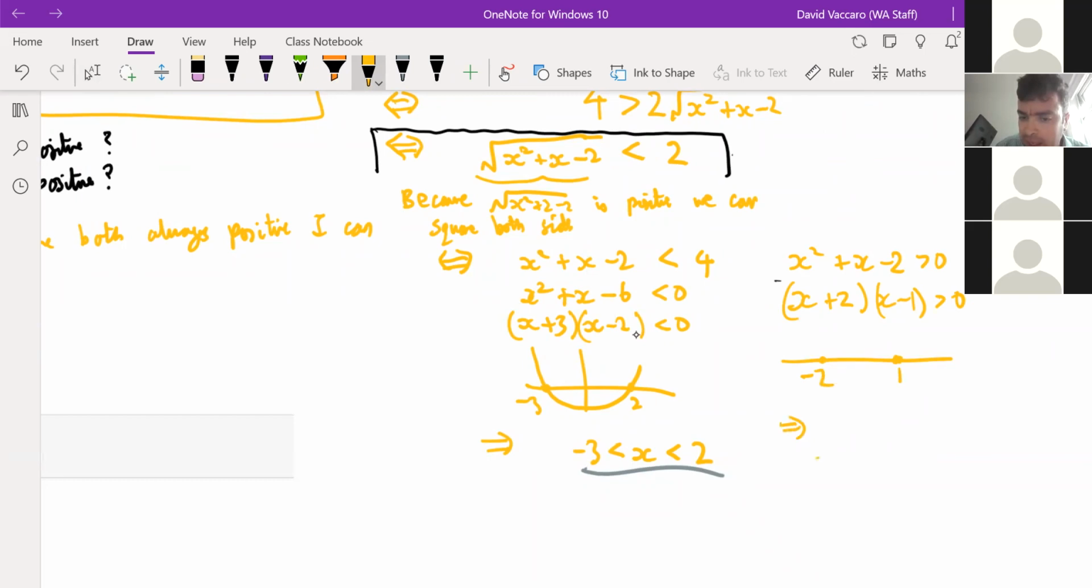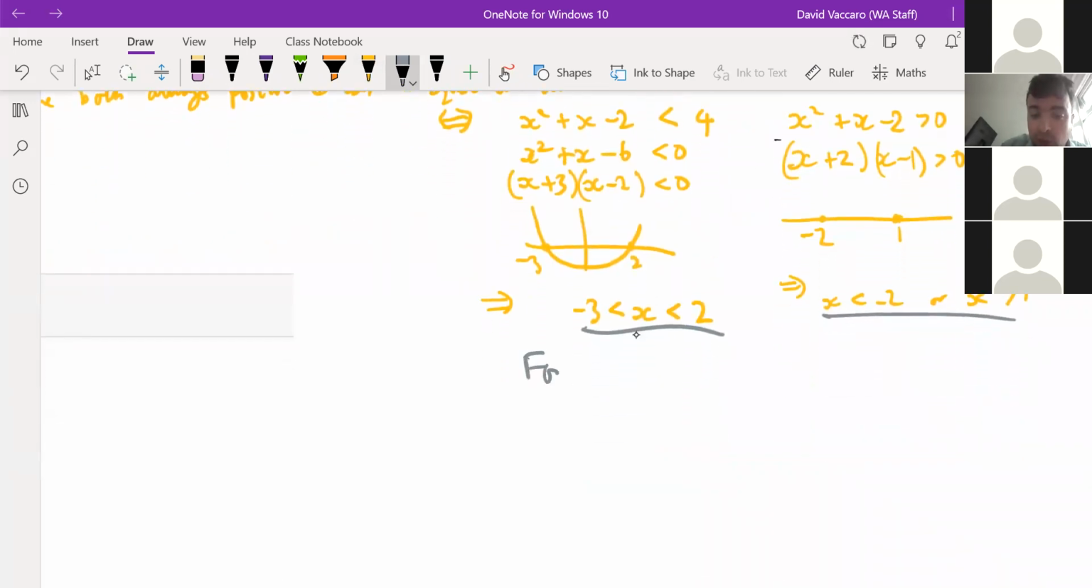And so this implies that x is less than -2, or x is bigger than 1. And now for both inequalities to hold, we need x to be bigger than 1, but less than 2.